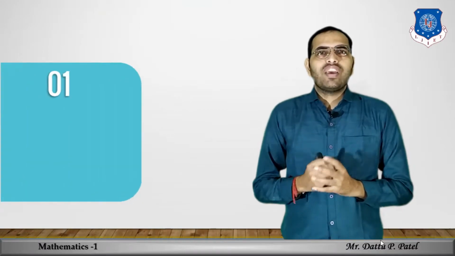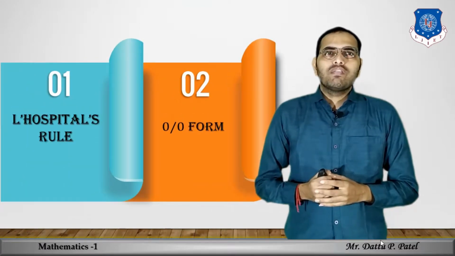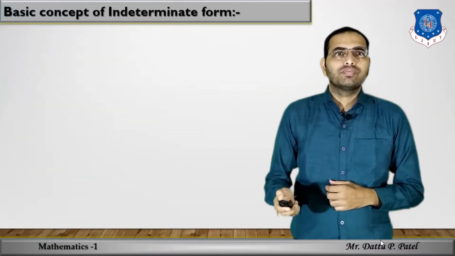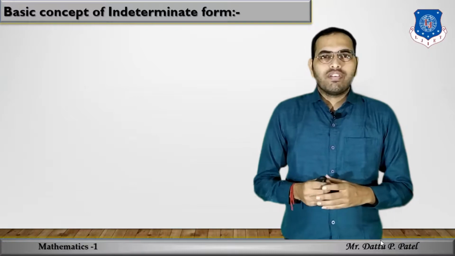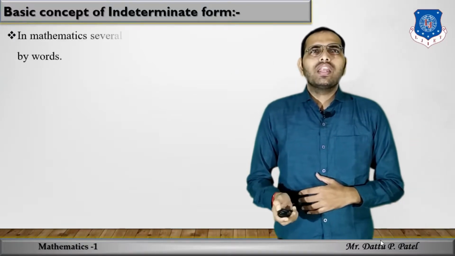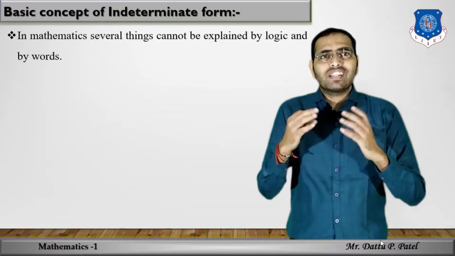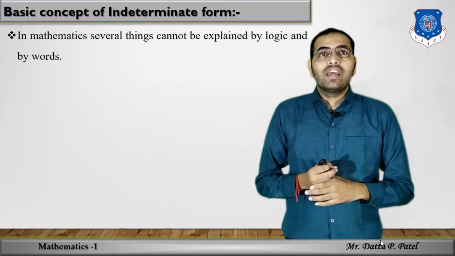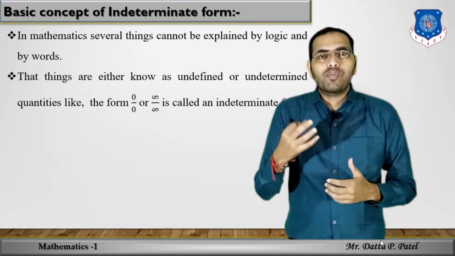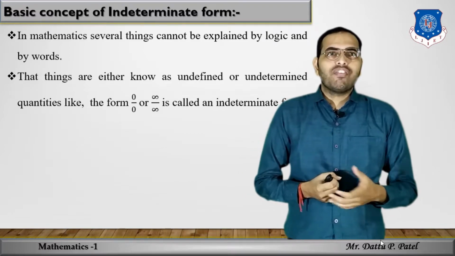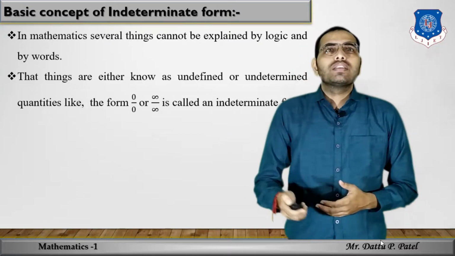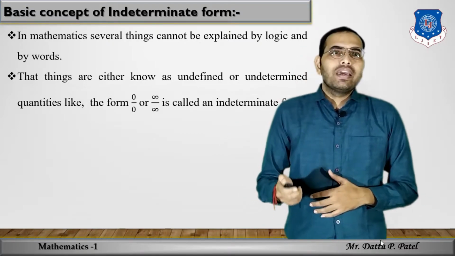Today's session, we are going to start with our new chapter, which is Indeterminate Form and L'Hopital rule. First, let's see the basic concept of indeterminate form. In mathematics, several things we cannot define or explain by a logic or words. That means that type of quantities which is called undefined, or we can say indeterminate form, such as 0 by 0 or infinity by infinity.